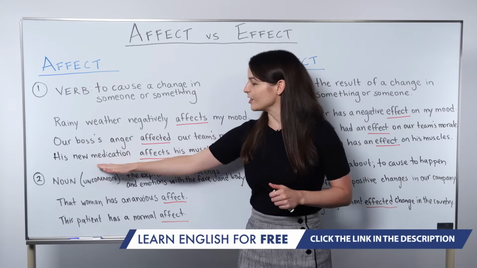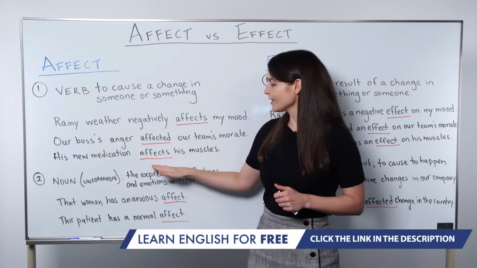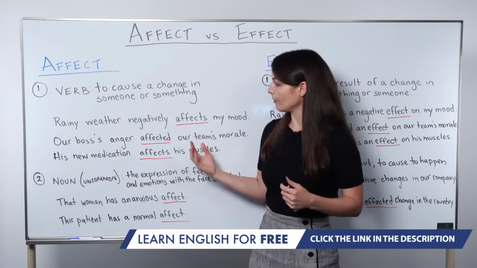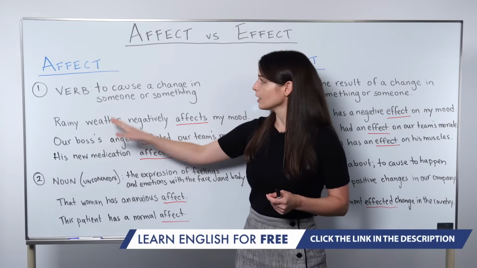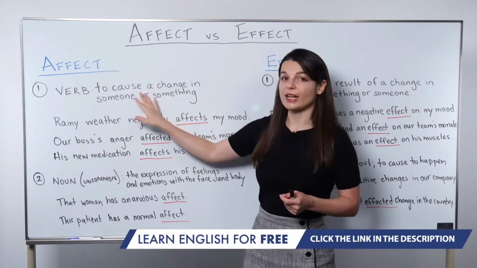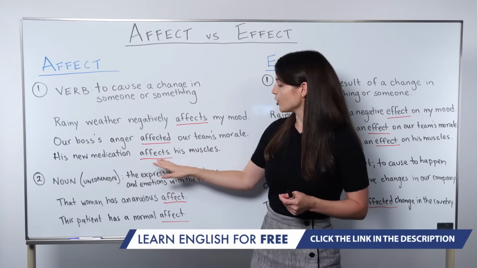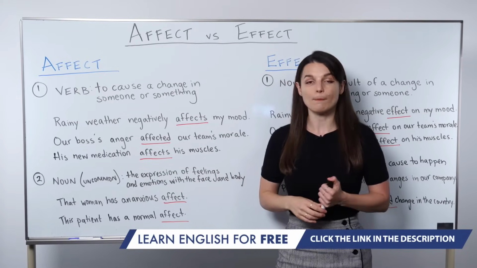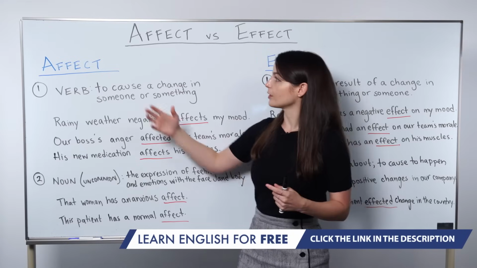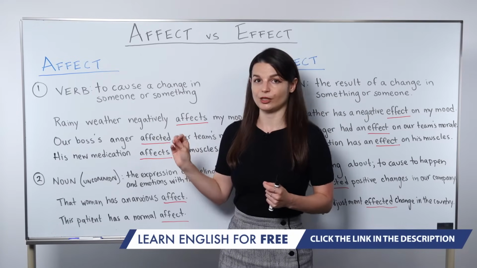Finally, his new medication affects his muscles. So again, that means this new medication this person is taking has created some kind of change in his muscles. His new medication affects his muscles. So this is what we use affect with an A to do.